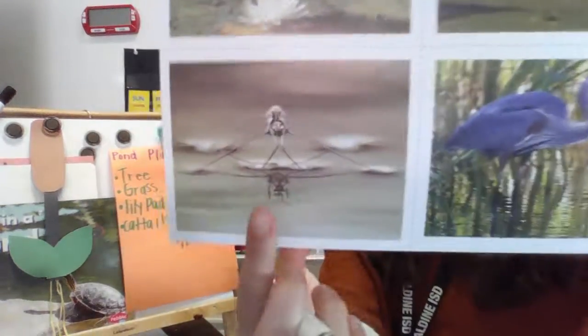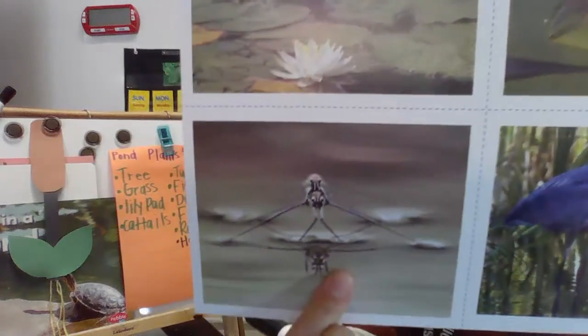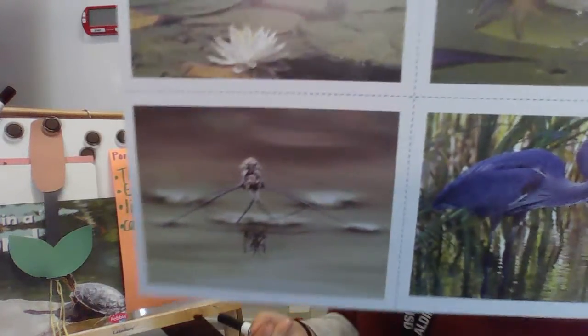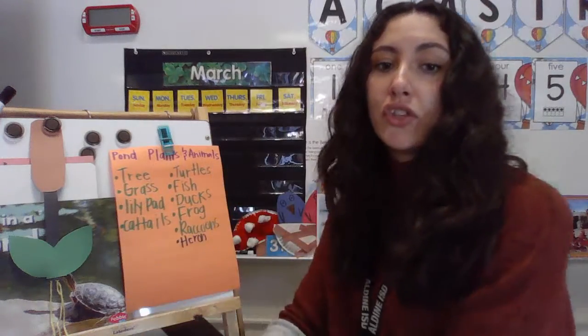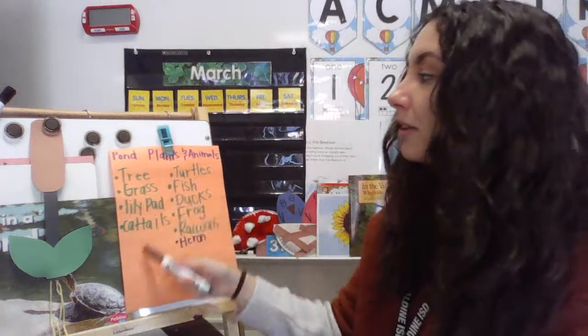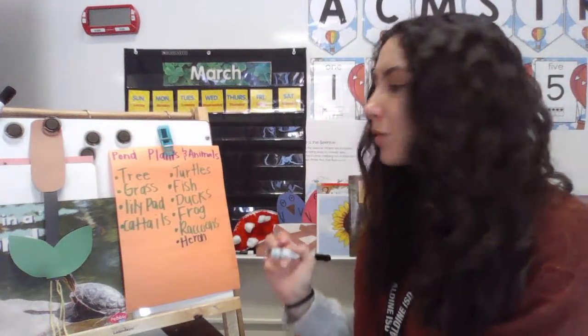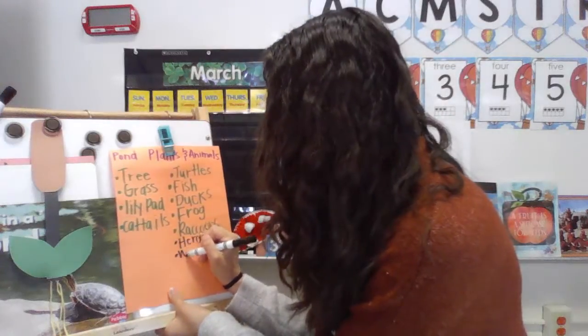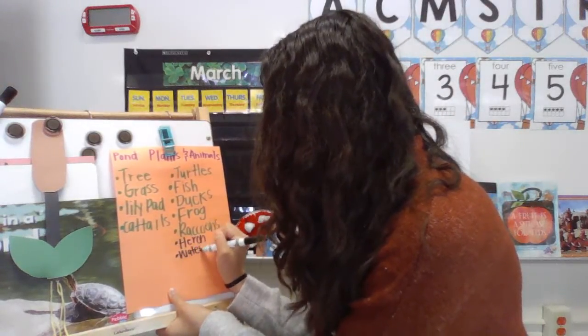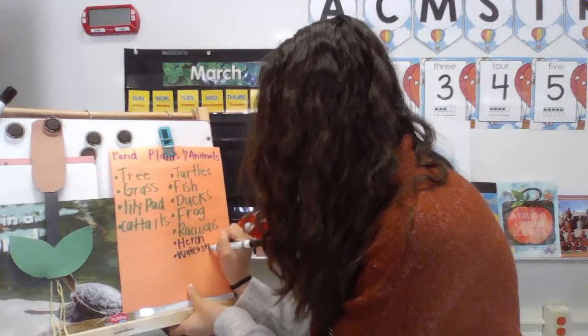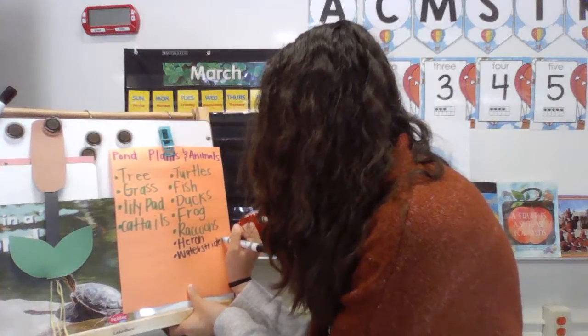Do you remember what this one is called? This is a water strider. A water strider lives at the top of the pond on the surface. Is that a plant or an animal? A water strider is an animal. It's an insect or a bug. Water strider. They live in the pond habitat too.